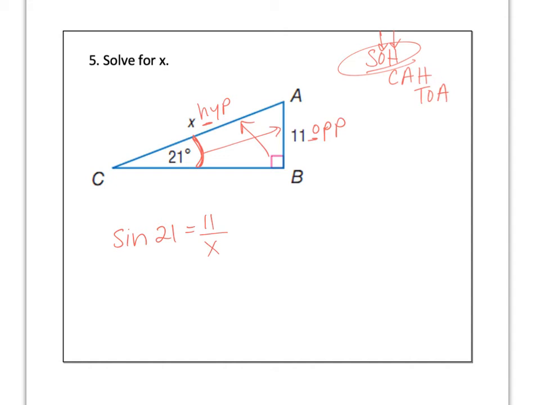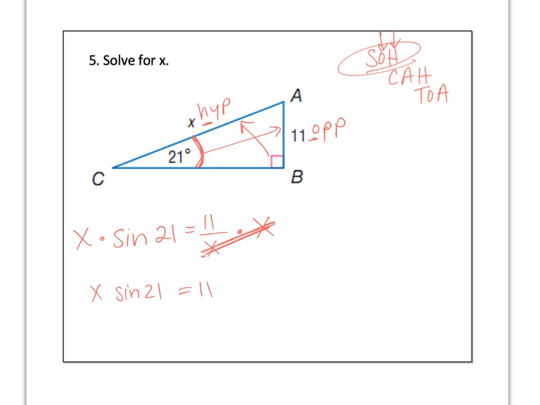Now yesterday, this never happened. Yesterday, the x was always on the top. So to solve these, it's a little more complicated. What you want to do is always multiply by whatever's on the bottom. In this case, we're going to have to multiply by x. So on the right, the x's cancel out. So we have x sine 21 equals 11.